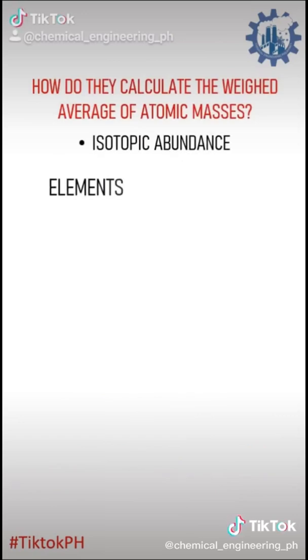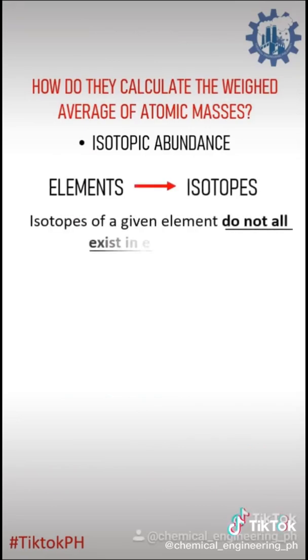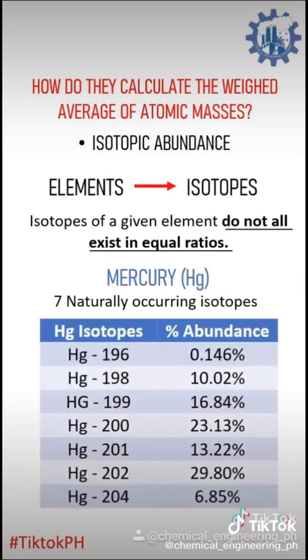We know from previous discussion that elements have different isotopes, and these isotopes of a given element do not all exist in equal ratios. Let us take for example the element mercury, which has 7 naturally occurring isotopes. As we learned before, isotopes of the same element have different atomic mass units. This is because they have different numbers of neutrons in their atoms. So in order to calculate the weighted average of atomic masses, we need to consider the percent abundance.